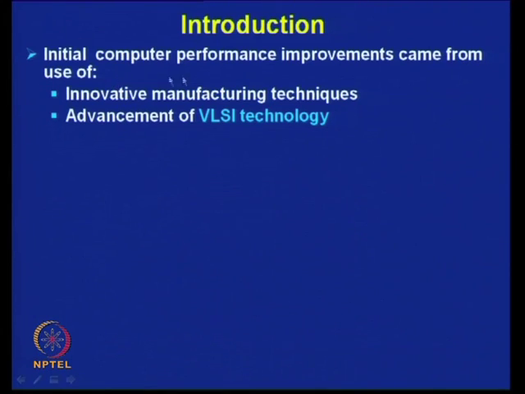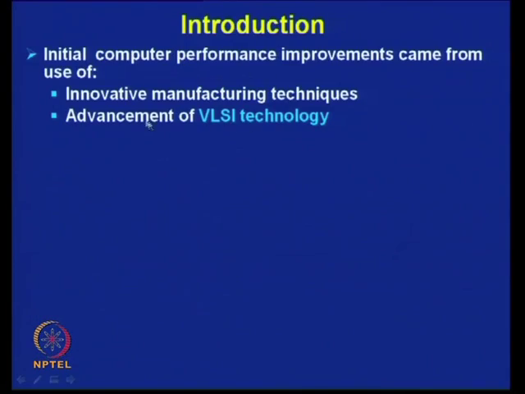We have seen that initial computer performance improvements came from the use of innovative manufacturing techniques and advancement of VLSI technology. If you go to the early history of computers, you will see many innovative technologies were incorporated to improve the performance. Then, when VLSI technology became available, its advancement reduced the size of the devices and increased the speed of processing. As a consequence, computer performance improvement took place based on these two techniques, innovative manufacturing techniques and advancement of VLSI technology.